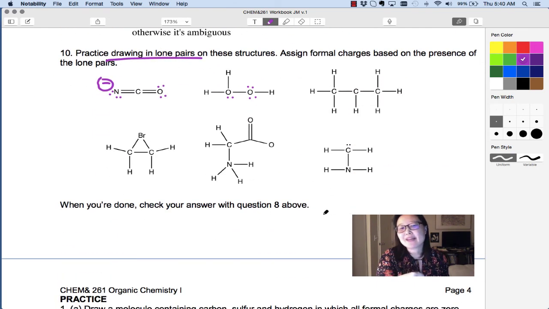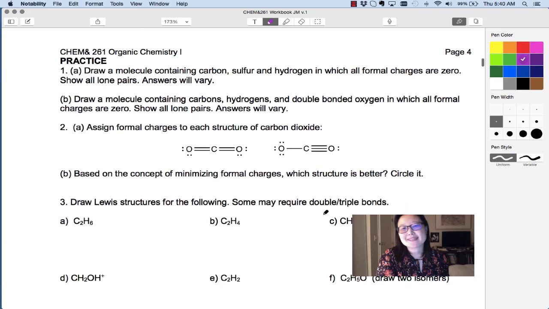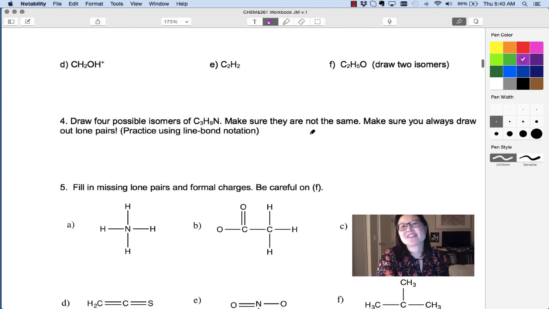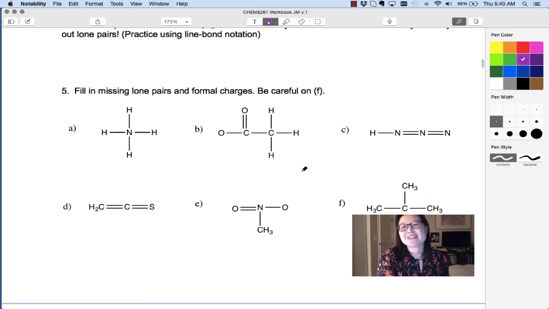So go ahead and give that a try, and then practice the formal charge assignments and practice the Lewis structures that we've done so far. Practice your isomers, practice with the lone pairs.